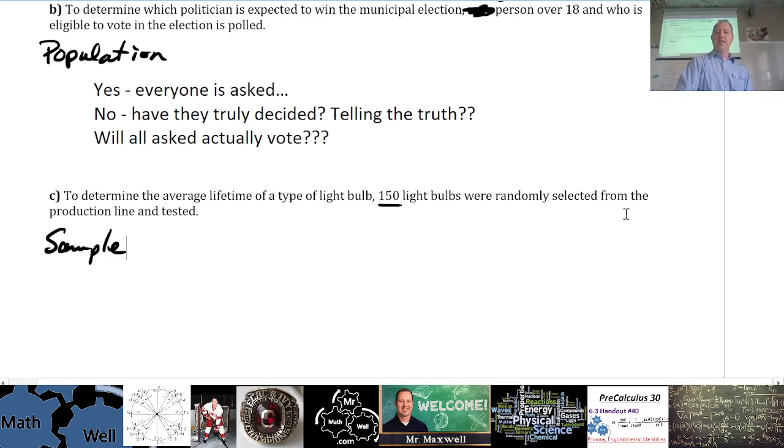Now, they're selected randomly, which I really like, because when you select something randomly, there's a good chance that you're going to get all different types, right? We'll find out about sampling in the next section, I believe, but it's not a convenience sample or a willing participant sample. If it's a truly random sample, you're going to get a light bulb that's great, and sometimes a light bulb that's bad. So truly random is really good. It's a sample.